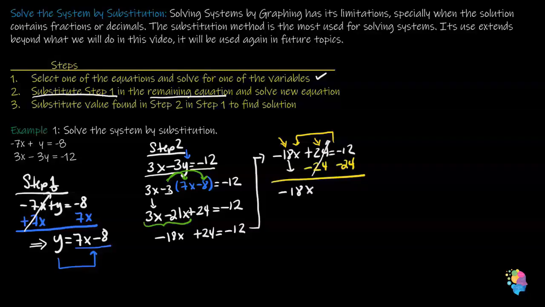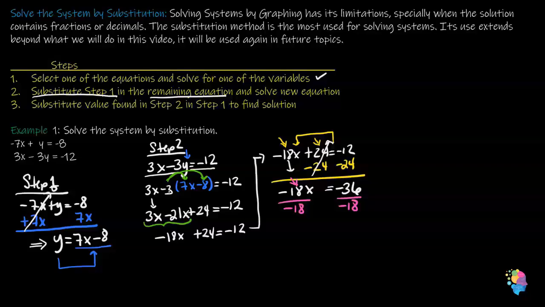24 minus 24, since we're subtracting, that will be 0. We don't have to write anything. And on the right side, I have a negative 12 and a minus 24. Since I have the same sign, we add and keep the sign, making this a negative 36. Now don't forget, this x is still being multiplied by a negative 18, so I'm going to have to divide both sides by a negative 18.